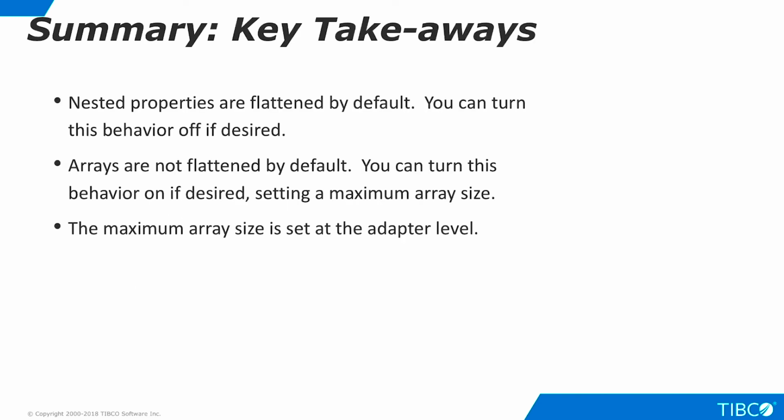As you use the TDV Couchbase adapter, keep these key takeaways in mind. The Couchbase adapter's default behavior is to flatten nested properties. If you wish, you can disable this behavior. The adapter's default behavior is not to flatten arrays. You can turn flattening on by specifying a maximum array size to use for flattening. This array size is set at the adapter level, so if you want to use different values for different Couchbase buckets, you must define multiple adapters that point to the same Couchbase instance.